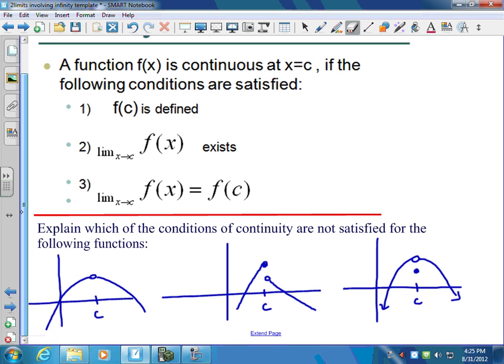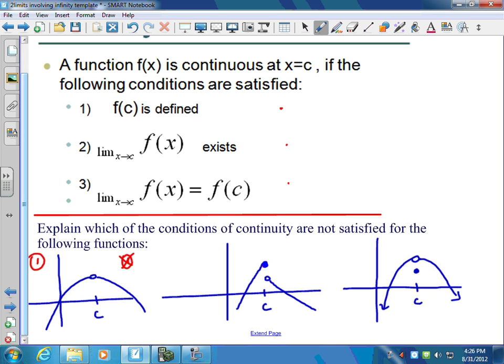So let's take a look at these 3 examples. Example number 1. Is this function continuous at c? If not, which of these 3 conditions is not satisfied? Well, let's take a look. There's a hole right above c, right? So this is clearly telling me, number 1, f of c is not defined. So condition number 1 has been violated.